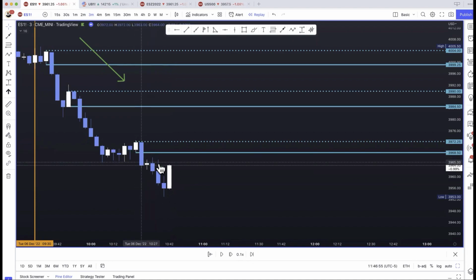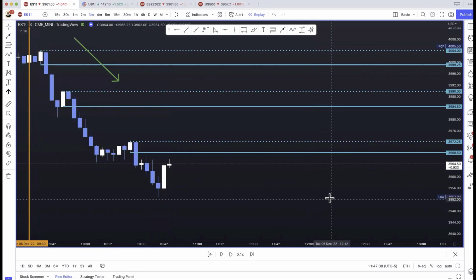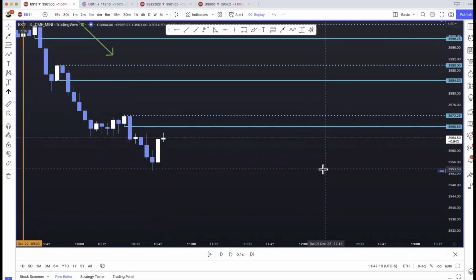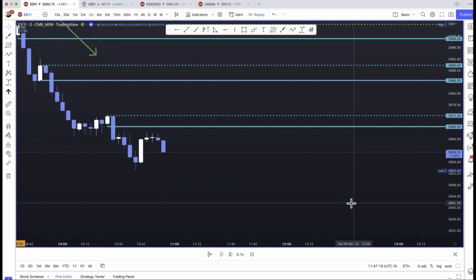So I'm not really in love. Would I be a short? Yes. Why? Because we're laddering down. I'm willing to go small just to be in the short. And after this point, I'm not taking the short. If I was to take the short, it would only be at the break level. Definitely not interested in the short.